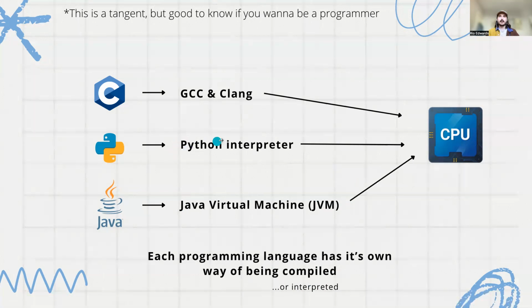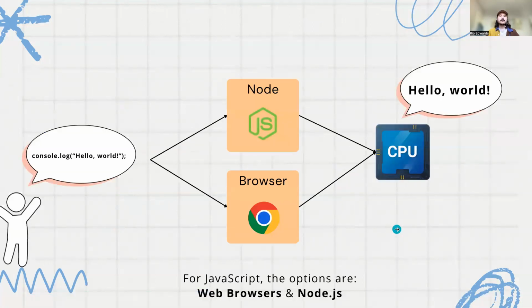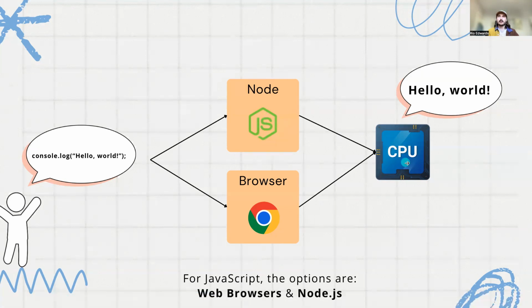So like the Python one is an interpreter. There's a subtle difference between compiling and interpreting, but it's basically the same thing. So for JavaScript, the options are the browser or Node. And that's what I'm getting to, that's how all that ties in: Node is what allows JavaScript to be run by your CPU. So Node translates JavaScript into machine code.